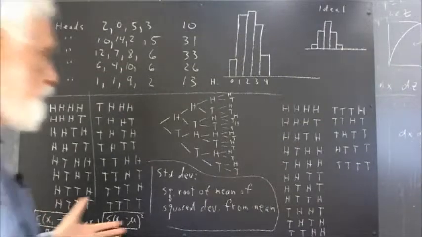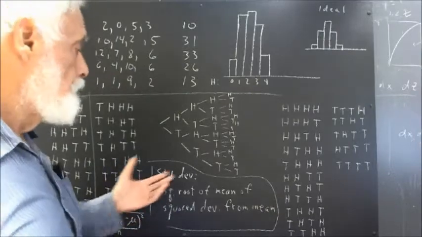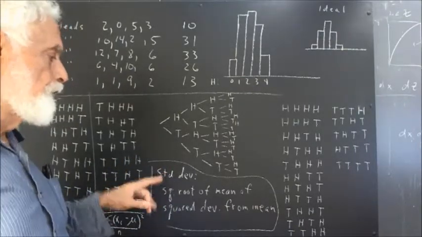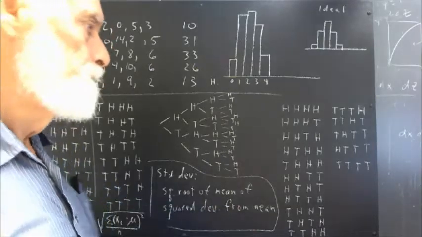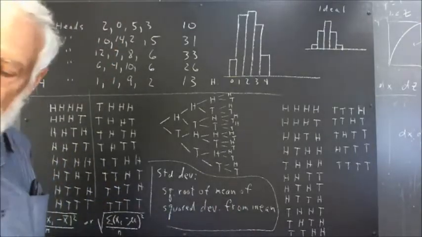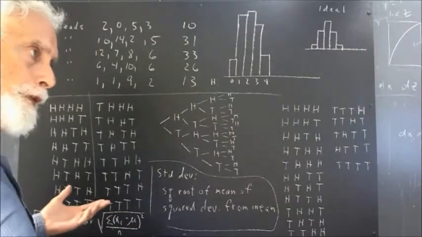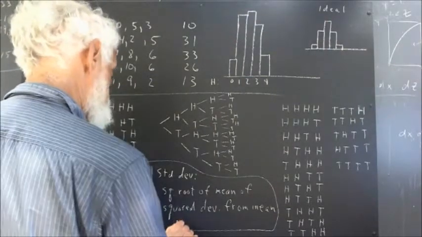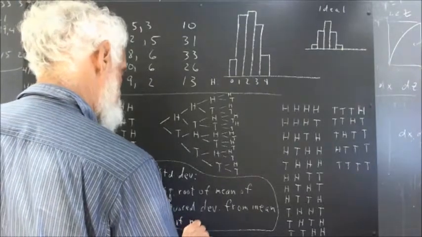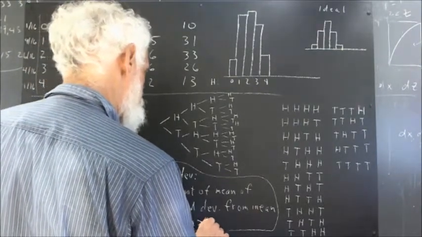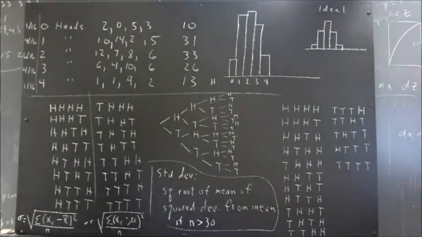We went on to talk about standard deviation. The standard deviation of a set of numbers is the square root of the mean of the squared deviations from the mean. Now that's not quite true. This is, though, true if you have over 30 numbers. I'll say if n is greater than 30, where n is how many numbers you have.